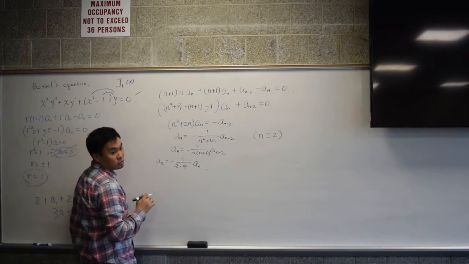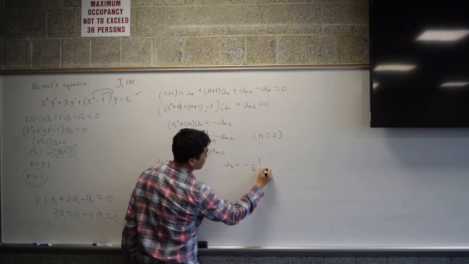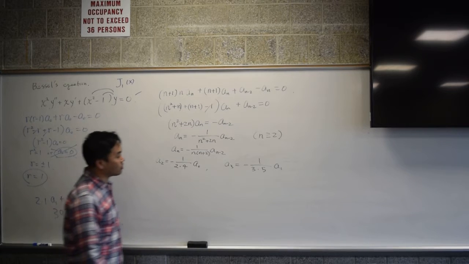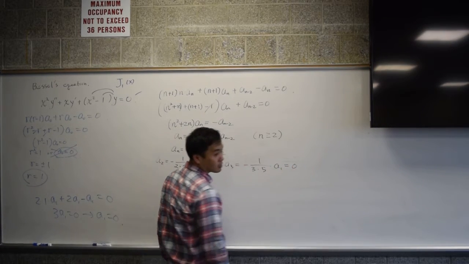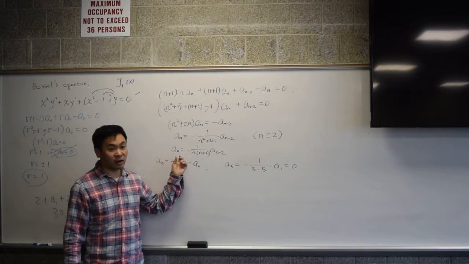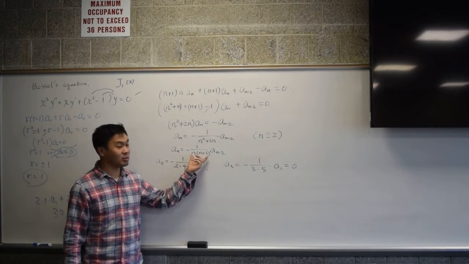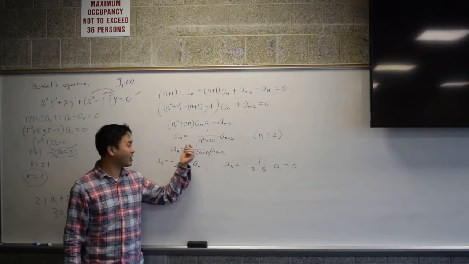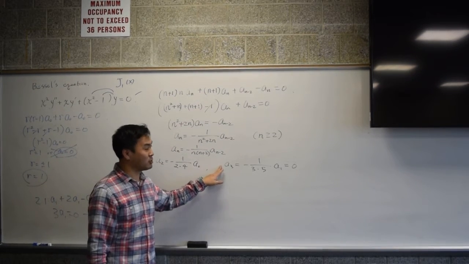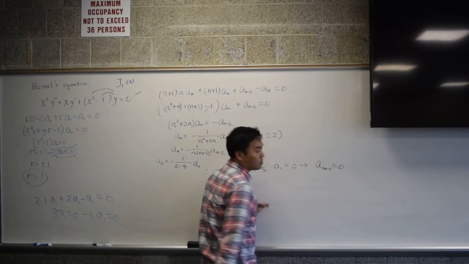Now let's plug in n equals 3. What do you get? A3 is negative 1 over 3 times 5 times A1. But what's A1? A1 is 0, so A3 must be 0. Now, you realize that if you plug in odd values, then A1 times something is A3, and A3 times something is A5, A5 times something is A7, so what does that imply? All the odd ones will be 0. So in general, you'll see that A of 2n minus 1 is 0.